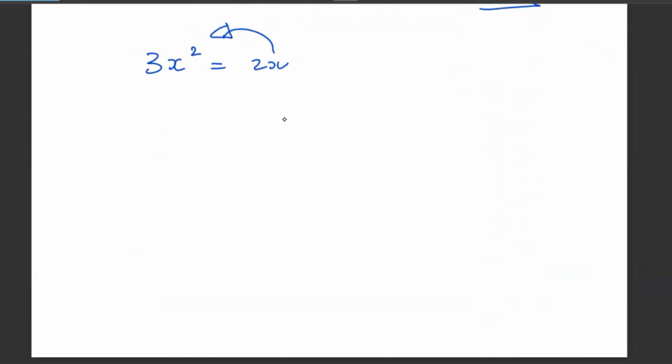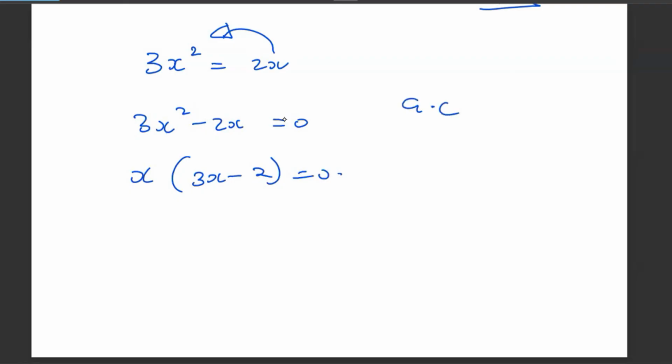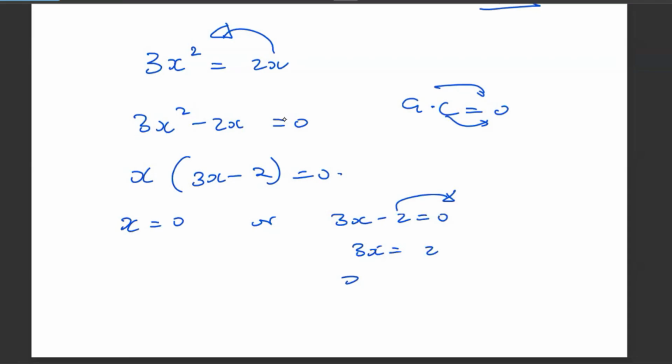Remember we said move this that side, so 3x squared minus 2x is equal to 0. What's common? X is common. We take it out. We shall have 3x minus 2 is equal to 0. Now we know that from our dot product, if we have a times c is equal to 0, one of these must be a 0. So either x is a 0 or 3x minus 2 is a 0. When we solve this, move the 2. 3x is a 2. Divide both sides by 3. Okay, and then there we go.